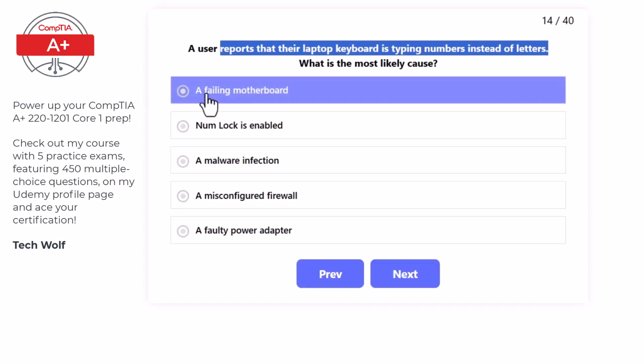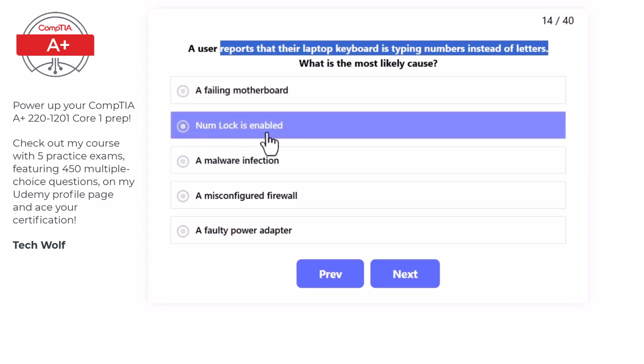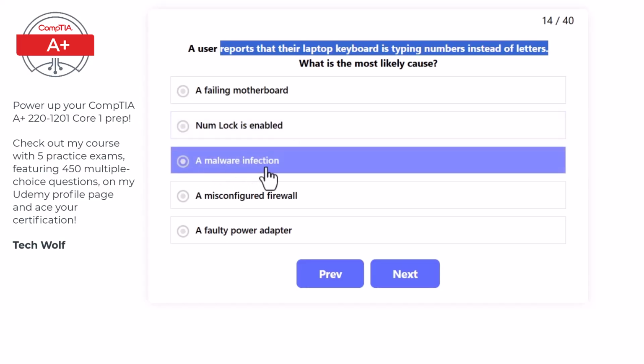And for example, if we see a failing motherboard, we can understand straight away that it has nothing to do with it, as a motherboard is a physical technical part. It has nothing to do with making decisions. And we are looking at Num Lock is enabled, so this could be the most likely answer. And here is malware infection, so this also most likely is not the correct answer, as malware usually slows down or breaks something, but it doesn't really change functionalities.